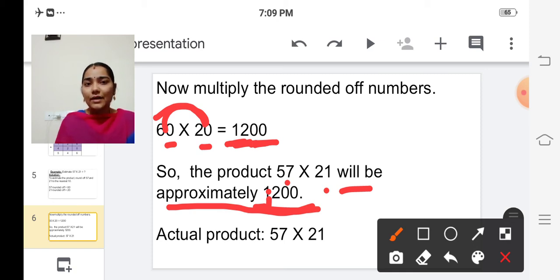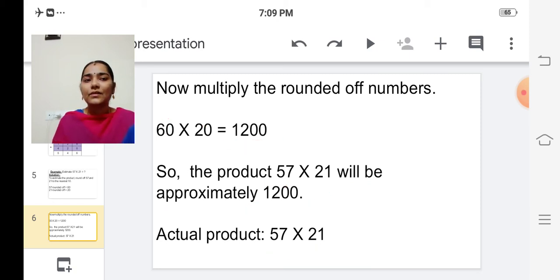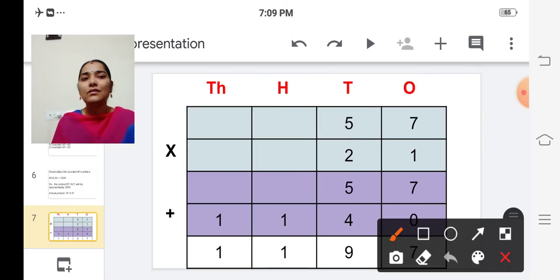Now shall we find out the actual product? Yes. For 57 into 21. We have to multiply the multiplicand by the ones digit of the multiplier, isn't it? Start from the right side. Multiply 1 into 7. 1 7s are 7. And then multiply 1 into 5. 1 5s are 5.